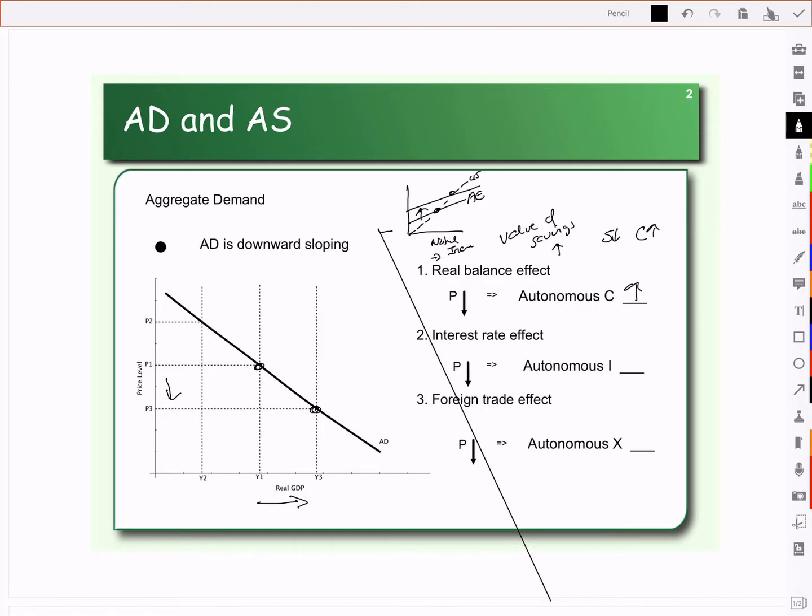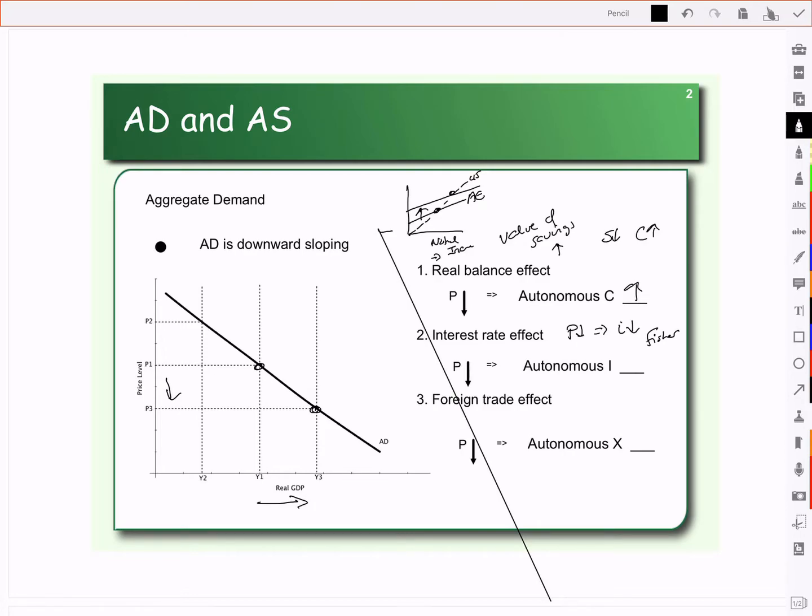The other things that are causing aggregate demand to be downward sloping are the interest rate effect and the foreign trade effect. So the interest rate effect says when prices go down, what happens to interest rates? Well, when prices go down, interest rates go down, and that's because of the Fisher effect. Recall the Fisher effect says that our nominal interest rates are made up of a real interest rate, so compensation for being without your money, as well as anticipated inflation.